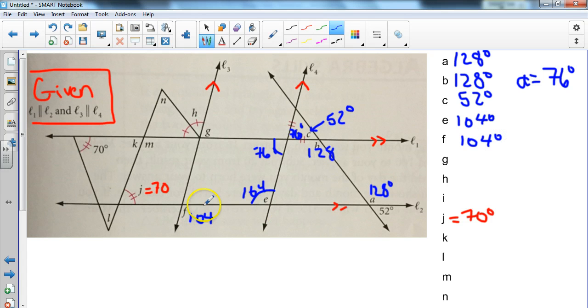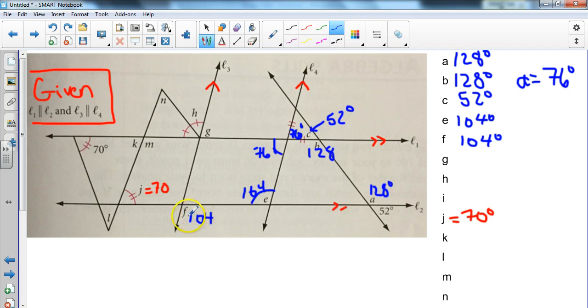Okay, let's look at G. Well, G up here and F, if I look at the diagram here, F is obtuse, it even looks obtuse, it's 104 degrees. G looks acute, right? So it doesn't look like they're going to be the same measures, so we can't just go, oh, G must be the same, because they don't even look like they're the same. But I bet you they're supplementary.